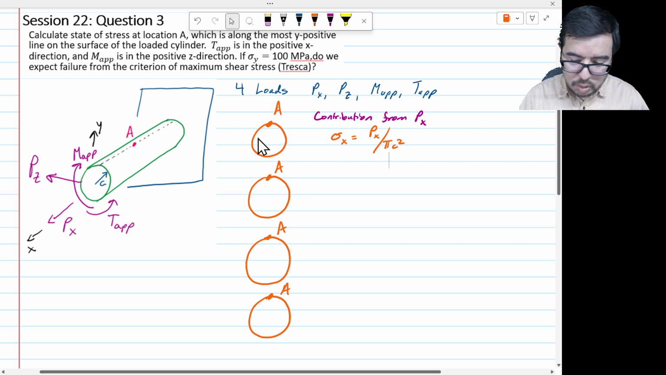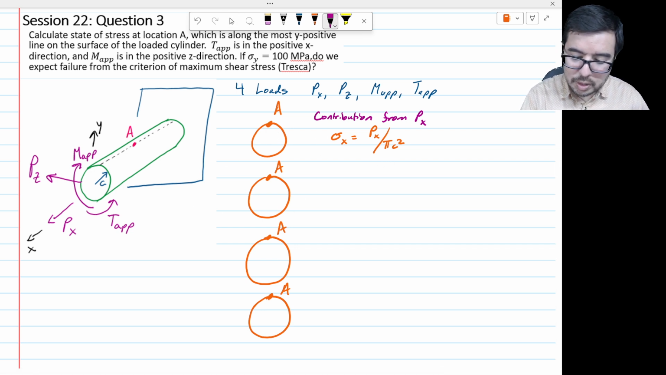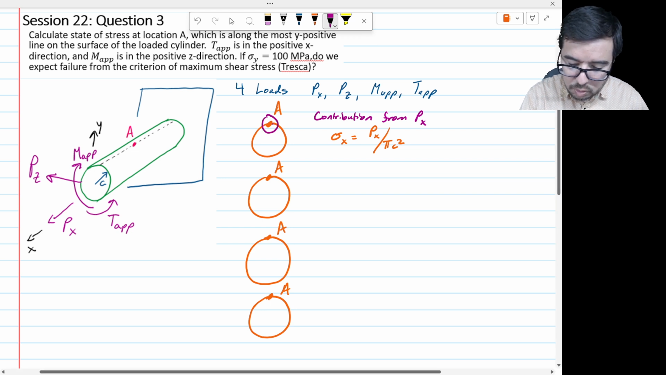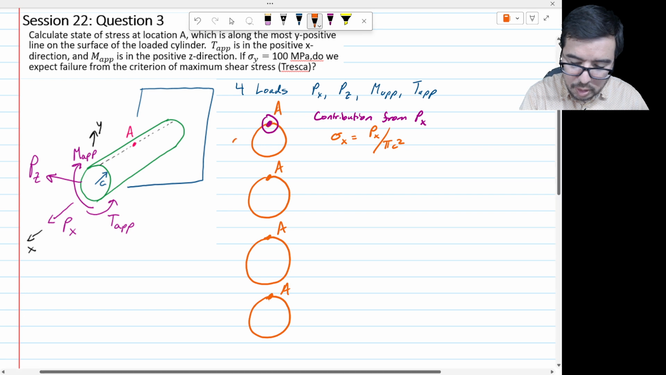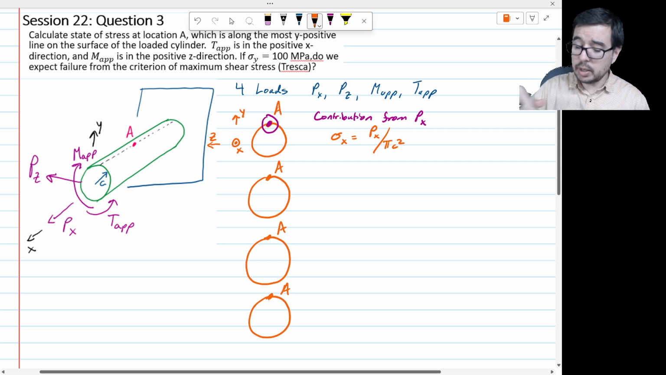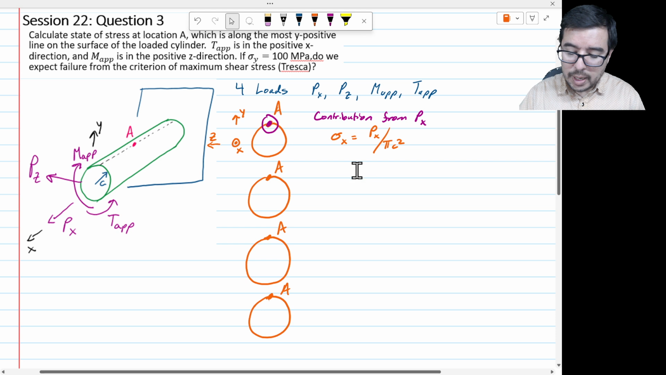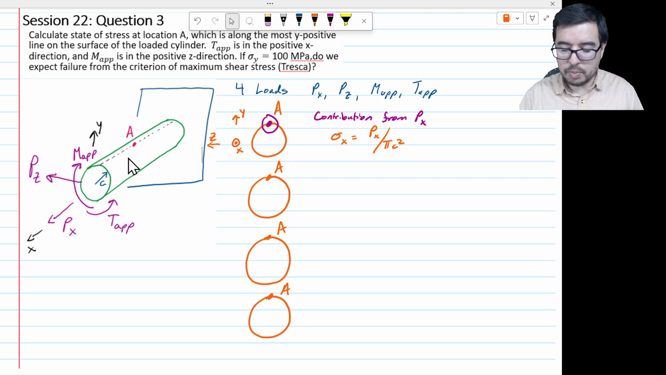What does that look like here? It's a little bit peculiar, but essentially there's going to be a state of stress coming right out at us, out of the board. If I were to draw a coordinate system, I'd have x coming out, y going up, and z going this direction, because x cross y is z. Is PX doing anything else to the system? No. It's not contributing shear stress, and it's not contributing a bending moment. So that's all we have from PX.